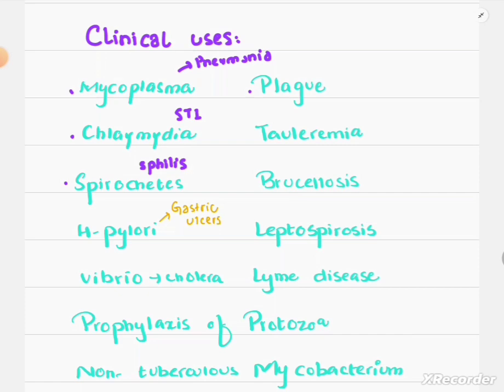Vibrio, which causes cholera. It is used for the treatment of plague, tularemia, brucellosis, leptospirosis, Lyme disease, and very interestingly, it is used for the treatment and prophylaxis of the protozoa. It is also used for the treatment of non-tuberculous forms of mycobacterium. So these are all the atypical bacteria.